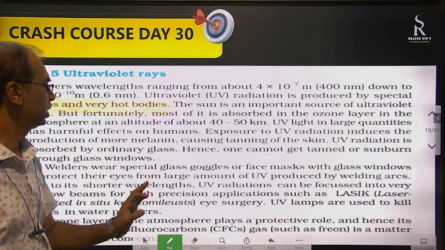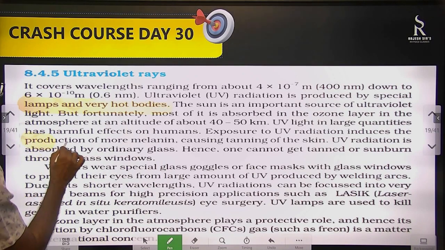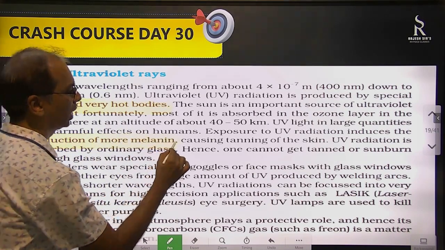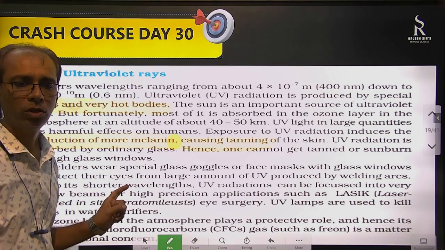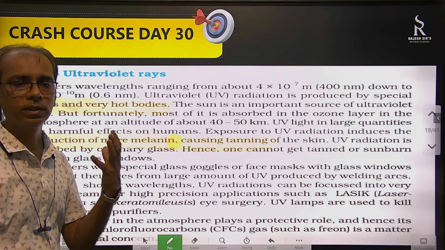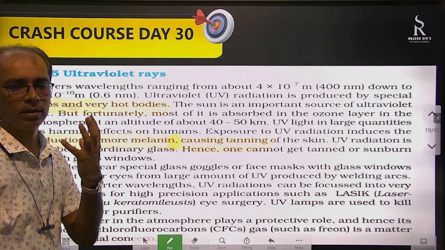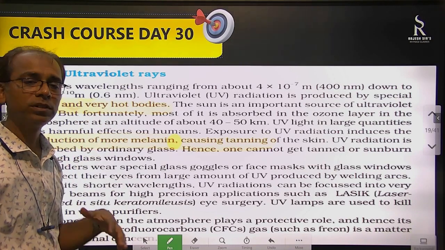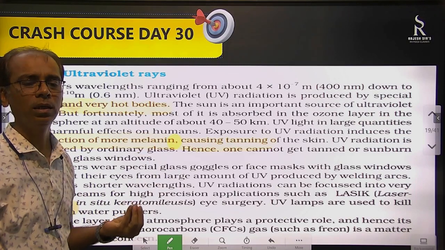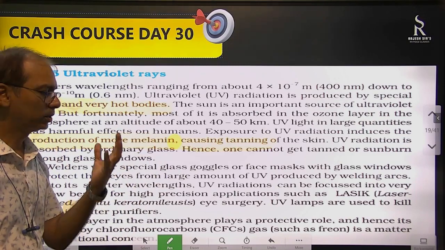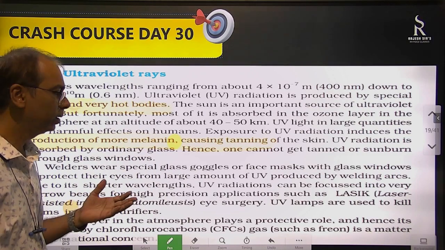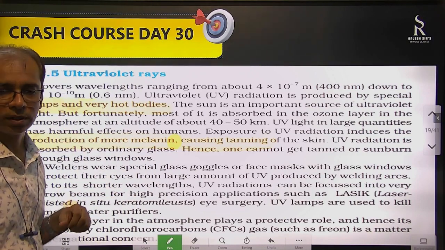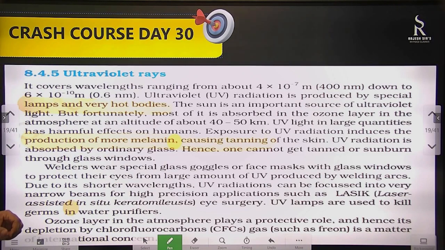Exposure to UV radiation induces production of more melanin, causing tanning and sunburn also. In welding also these rays are produced. That's why welders will be protecting their face with the shield, which absorbs the radiation. The glass normally absorbs all UV radiations. So that's why they keep that screen, or special glasses, goggles, so that this UV is not affecting them.